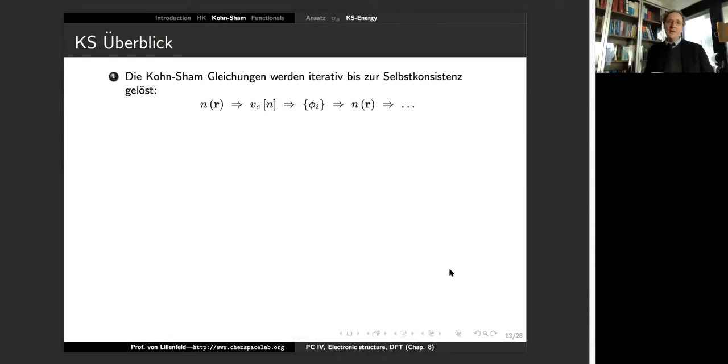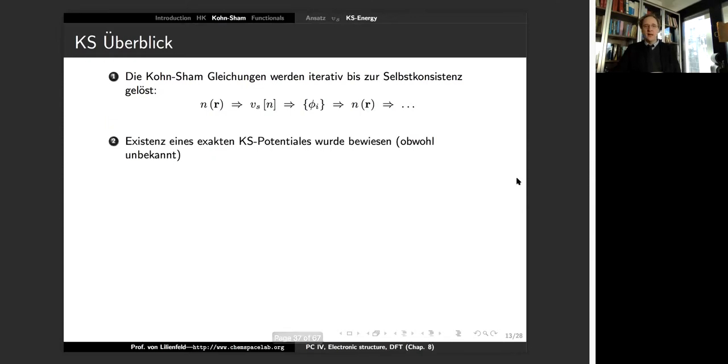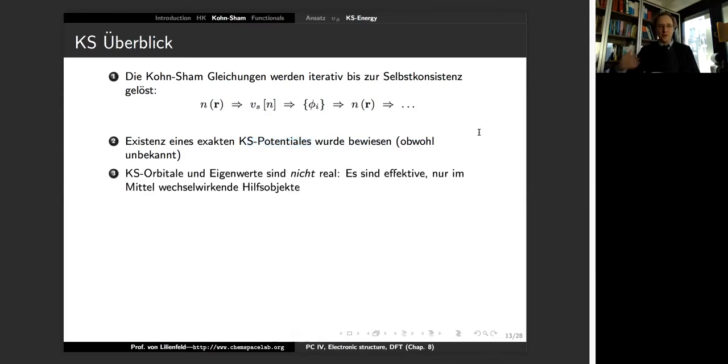All right, so to reiterate, what is the procedure? The Kohn-Sham equations are being solved iteratively until self-consistency, right? So you plug in some initial electron density, then you get a Kohn-Sham potential, and then you solve for the molecular orbitals, and then you get a new electron density, and you keep on doing this. There is a proof that the exact Kohn-Sham potential exists, right? But unfortunately, it is unknown, and so we have to approximate it.